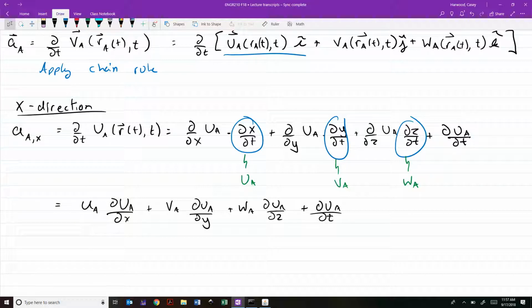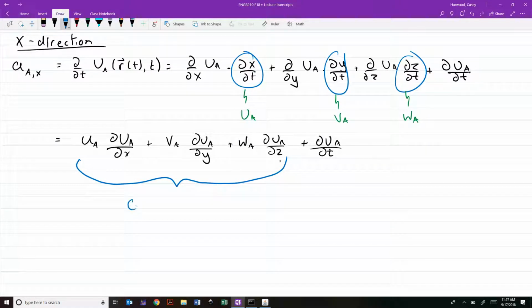Okay, so this gives us the x component of the acceleration, and this is where I want to point out these different terms we have here. So these first three terms, where it's a spatial rate of change times a velocity, these are what we call the convective acceleration terms. And then this term right here is what we call the local acceleration. The idea being that the local acceleration is the actual change in the velocity field with time.